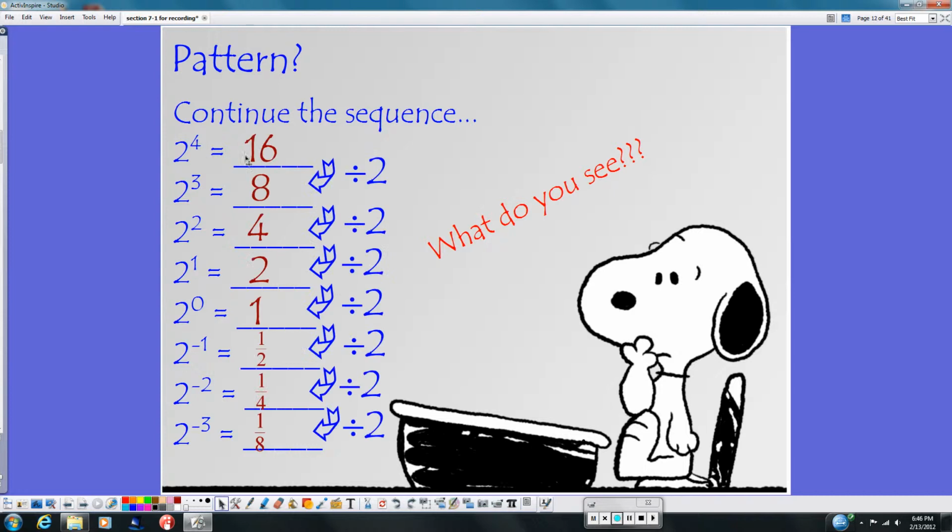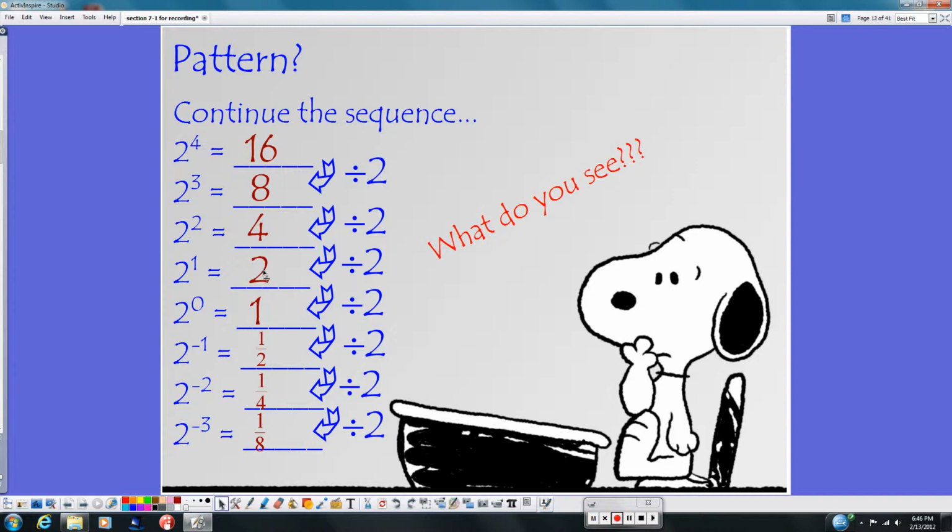Starting off here, 2 to the 4th means 2 times 2 times 2 times 2, which is 16. 2 to the 3rd means 2 times 2 times 2, which is 8. 2 to the 2nd means 2 times 2, which is 4. And 2 to the 1st, which is just 2. Now you'll notice in these numbers that to get from 16 to 8 we divided by 2, to get from 8 to 4 we divided by 2, to get from 4 to 2 we divided by 2.